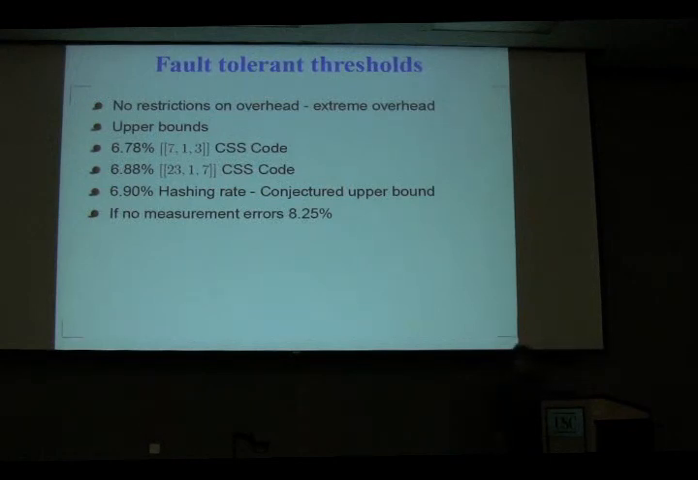So this is, again, with Nils's noise model. The 7-1-3 code got 6.78%. The 23-1-7 code can do better because it doesn't have any weight-four stabilizers, about 6.88%. My conjectured upper bound hashing rate is 6.90%. So I conjecture you can't have a threshold above that for Nils's depolarizing noise model. I also did it with other types of noise. For example, if you had no measurement errors, that would be a different sort of noise model, and in that case the upper bound was 8.25%.